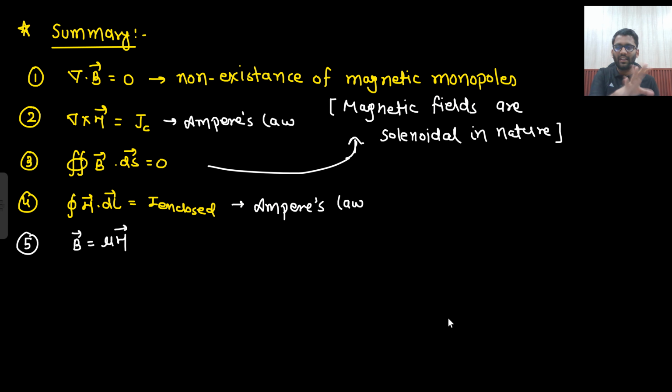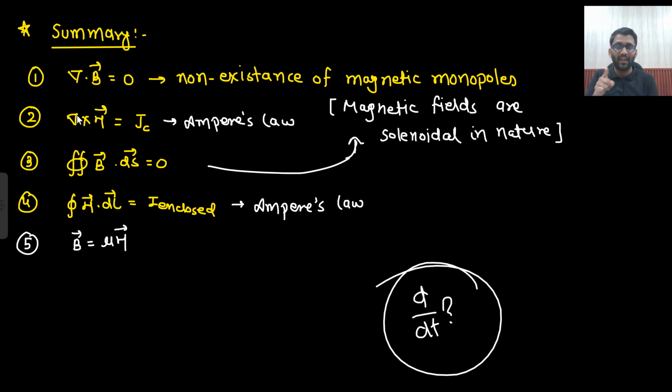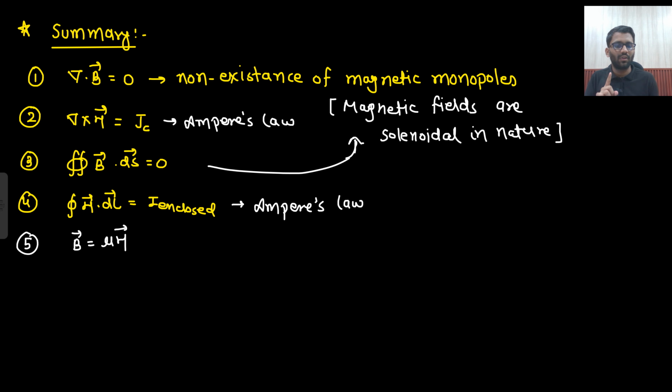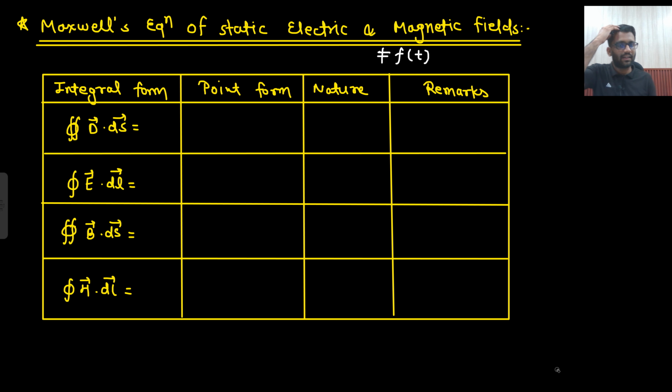Whenever they become a function of time, the formulas will be different. Did you see anything d by dt here? Anywhere did you see d by dt here? No. Del cross H. So del is d by dx, d by dy, d by dz. Del dot B, d by dx, d by dy, d by dz. D by dt you did not see anywhere. So these are the Maxwell's equations for static electric and magnetic fields. So this is what we studied initially.